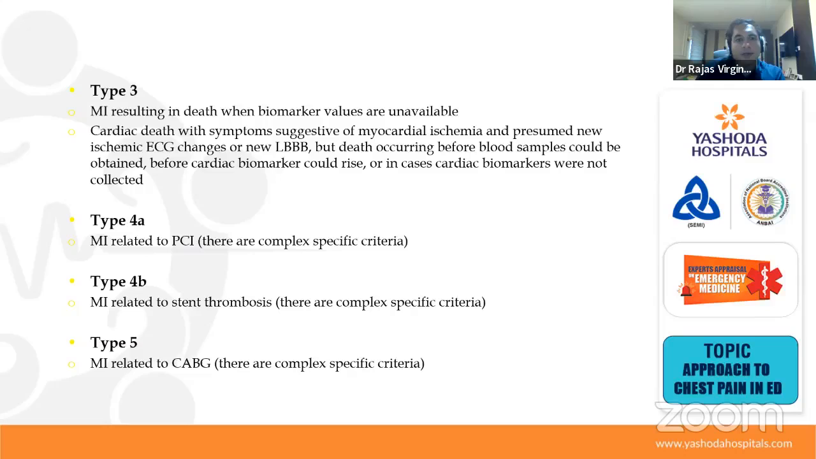Type 3 MI is when MI resulting in death happens, but biomarker values are unavailable. So this is more of an academic definition. Type 4A is related to PCI, type 4B is related to stent thrombosis. These have their own specific criteria, but they're outside of the purview of our talk, which is more confined towards emergency medicine.